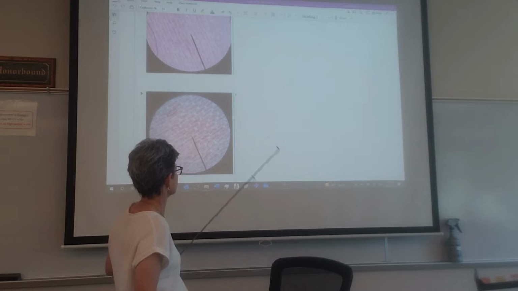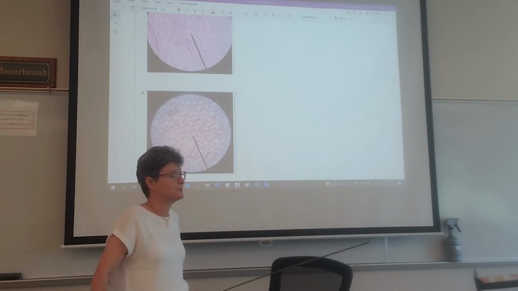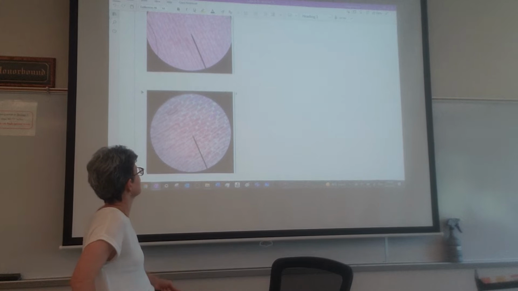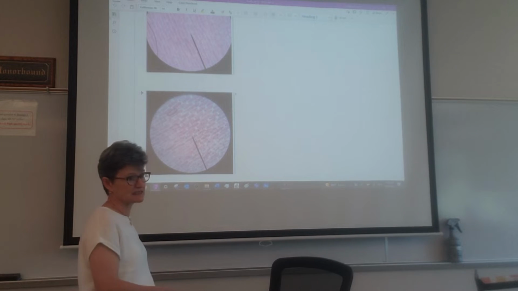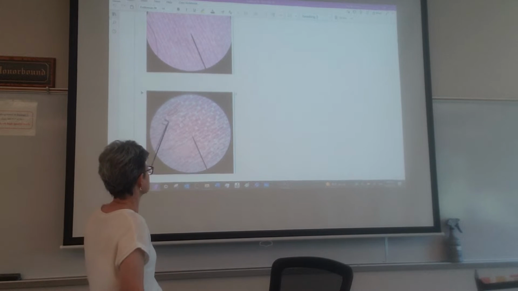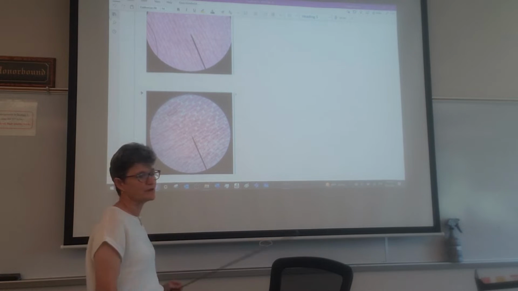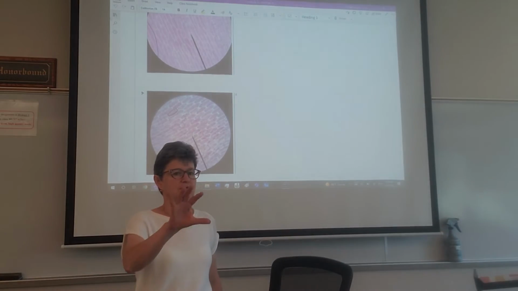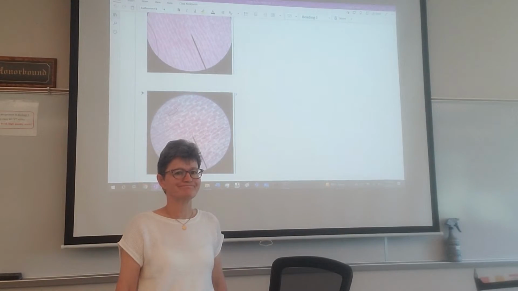So the two pictures, can you predict what would happen to the mass of the cells in here when we add hypertonic solution around the cells? The mass of the onion skin tissue would decrease.